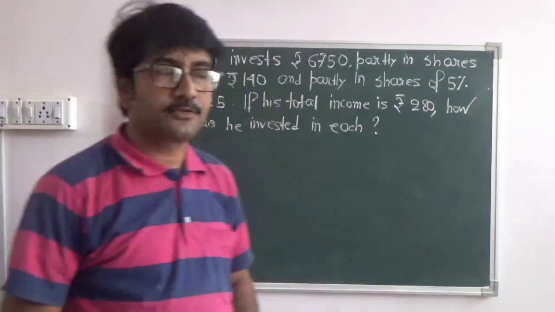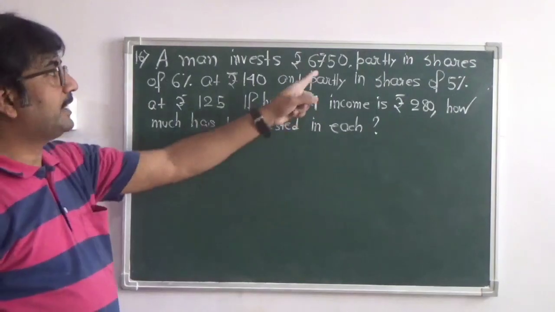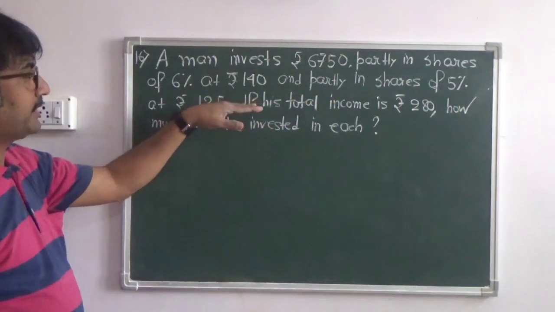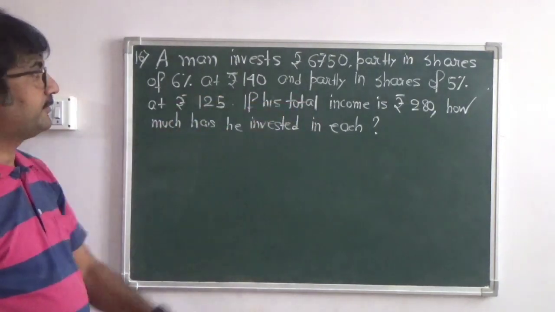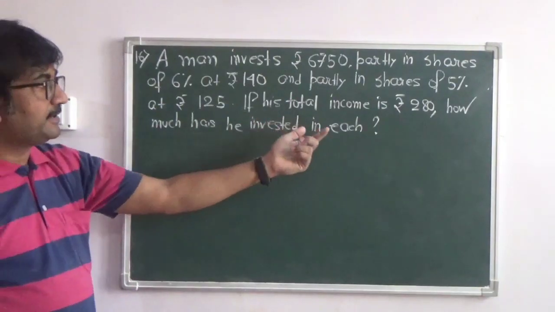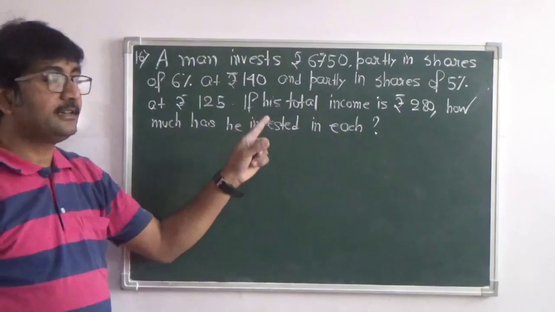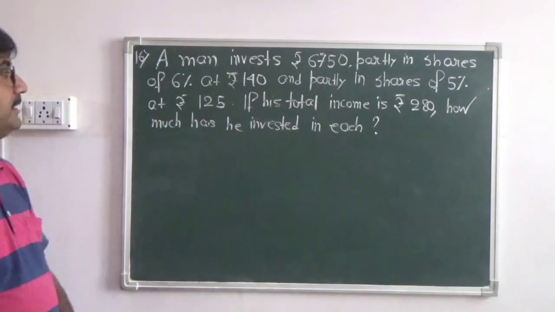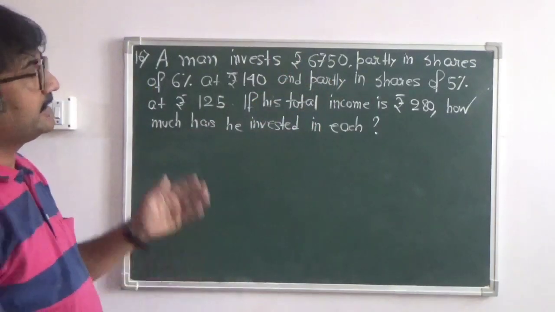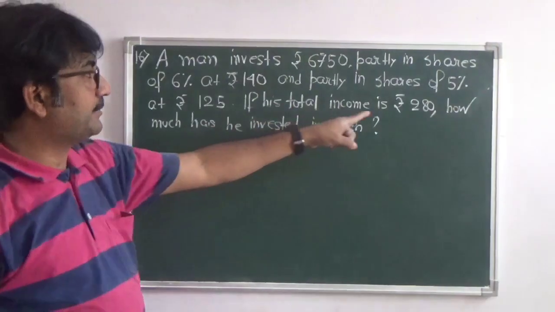Okay, now the next question is, a man invests rupees 6750 partly in shares of 6% at rupees 140 and partly in shares of 5% at rupees 125. If his total income is rupees 280, how much has he invested in each? So you have to find the investment in both. Total investment is given. So how much he invested in case 1 and in case 2. And we are given the total income is 280.